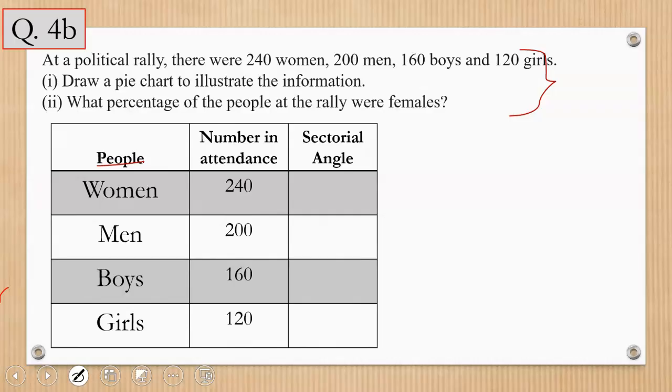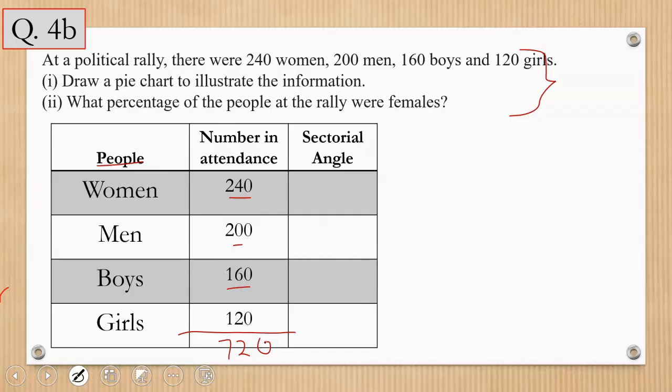So I'm going to find the sectorial angle, and as usual, we first have to add all the numbers here, that is the frequency or the number of attendance. If I add 240 plus 200, that will be 440, plus 160, that will be 600, plus 120, so that will give us 720.